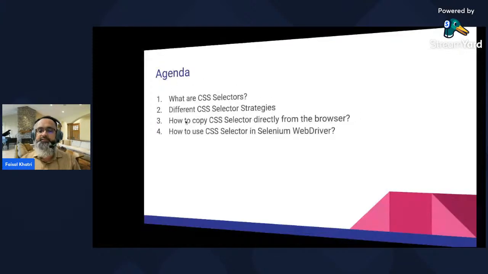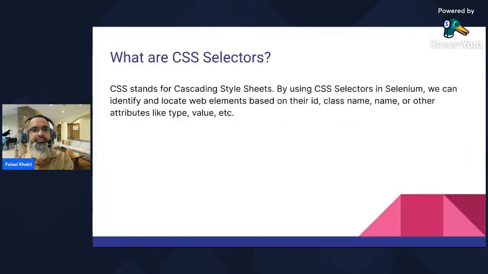So what are CSS selectors? CSS stands for cascading style sheets, and by using CSS selectors in Selenium, we can identify and locate web elements by their ID, class name, and other attributes like type, value, placeholder, etc. CSS is faster and simpler than XPath and allows for a clearer and more crisp method to locate web elements. CSS is supported in all the modern browsers nowadays, and it is a great way to quickly locate web elements and work on your automation test.